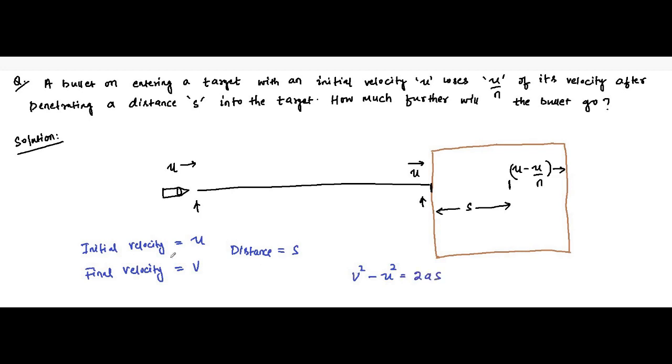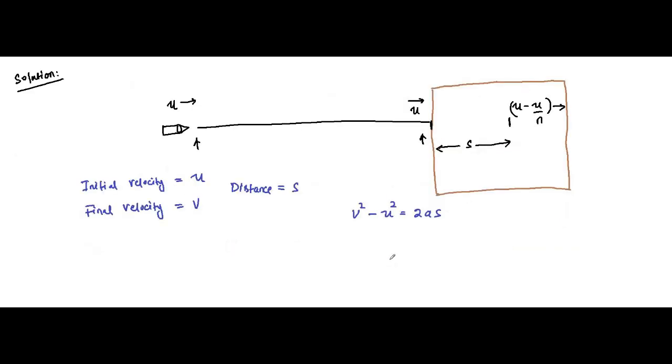2as. Final velocity is given, initial velocity u is given, distance s is given. We have to find the retardation. Here it is retardation, because the velocity is getting reduced. So you have to find a, the retardation or deceleration produced. So here we'll substitute the values. The final velocity v here is u minus u by n.